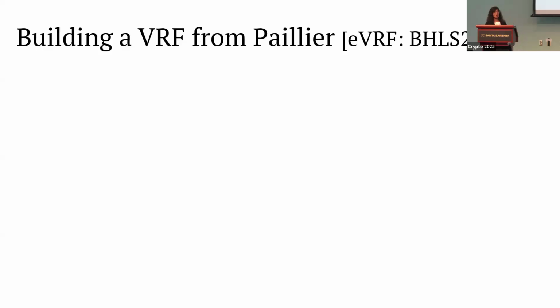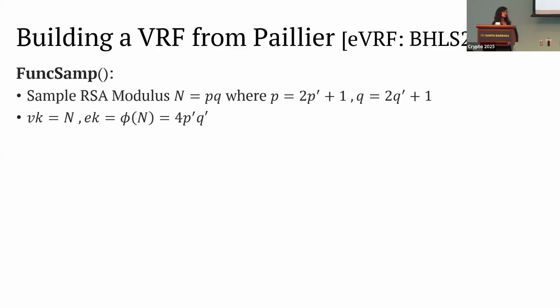Okay, so let's start with seeing how we can build a VRF from Paillier, and then we'll see how we get our traceable threshold VRF construction. This VRF was formalized in the eVRF paper by Boneh et al. in 2024, and this is how it works. In function sampling, I just sample an RSA modulus n, which is p times q, and here both p and q are safe primes, so p is equal to 2p prime plus 1, and q is equal to 2q prime plus 1. The verification key for this VRF is just the number n, and the evaluation key is phi of n, which is 4 times p prime q prime.